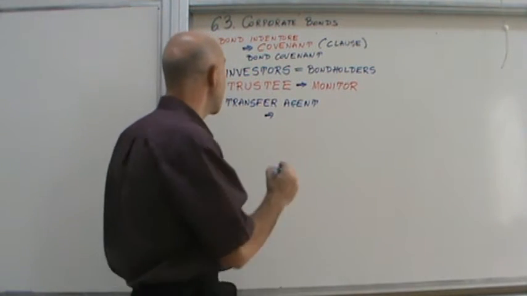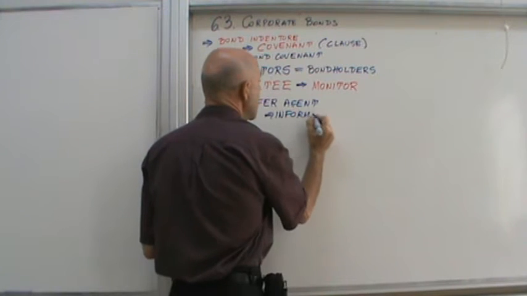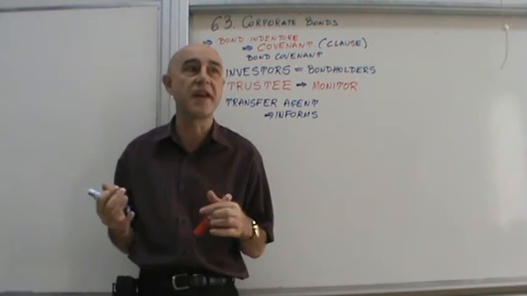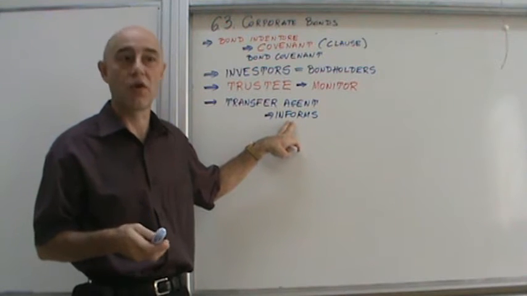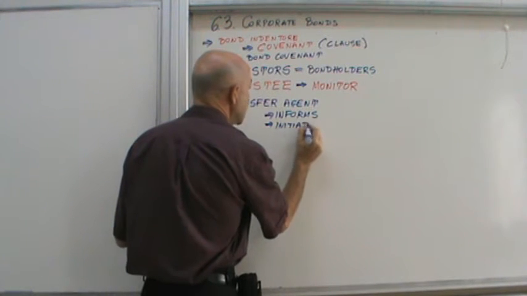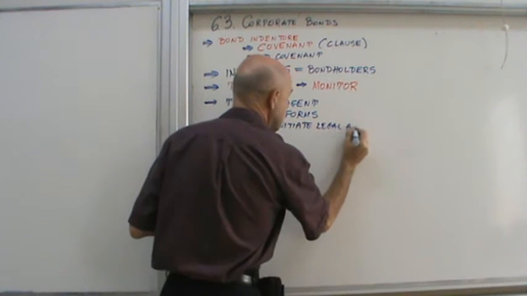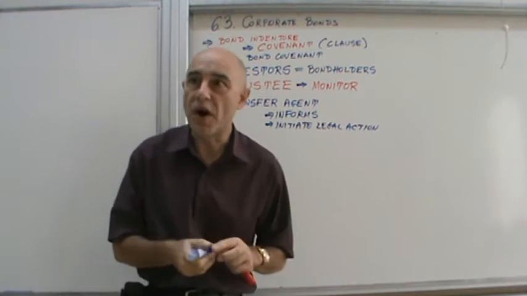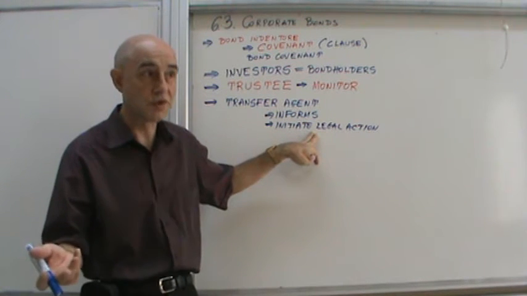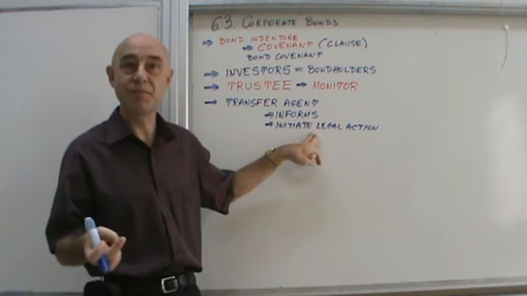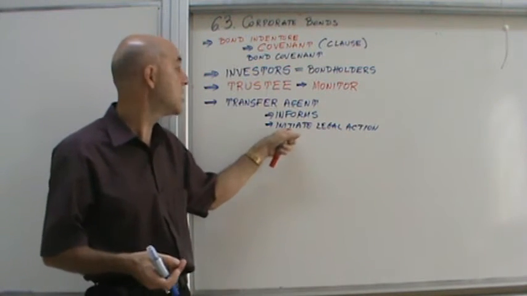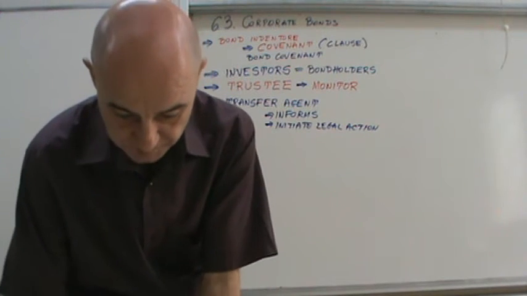So the monitor will do a number of things. Part of the monitor's role is that it informs bondholders if there's a problem, or if there's any news, it keeps bondholders informed. And the second part is to initiate legal action. If there is a problem with the bond, maybe the issuer, the corporation, does not follow its rules, does not follow the obligations, or can't pay, or whatever the problem is, and the problem requires legal action, usually the trustee will initiate a legal action. All right.